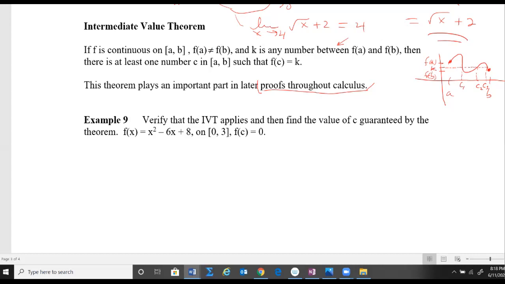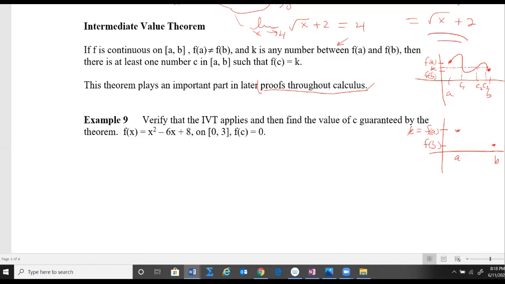So now, k is any number between f of A and f of B, so it might actually be f of A or f of B. So it is possible. If that happens, for instance, you might have a case like this. Here's f of A, and here's f of B. And let's say k is up here. It is equal to f of A. Okay, let's draw this. There's A, and here's B.